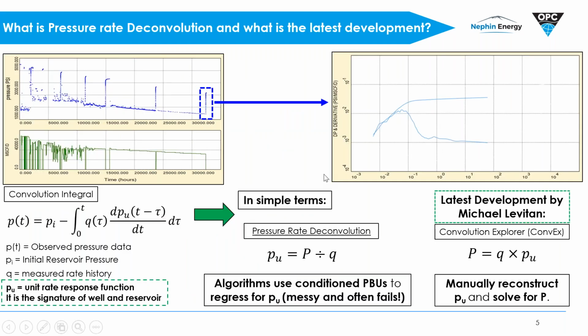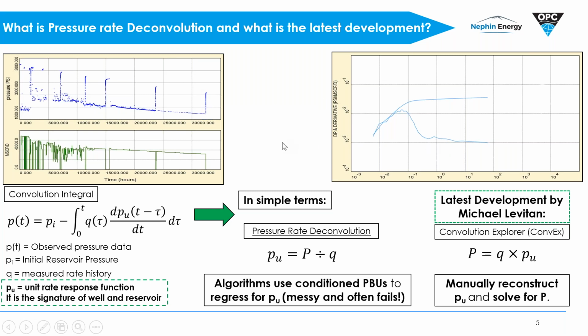So now to get into pressure rate deconvolution and what is the latest development. Before I get into that, I just want to remind people of classical PTA. Here we have a variable rate history and we have a pressure buildup. If we use the variable rate history and use superposition time on this buildup, we have a derivative that spans about 80 hours. So that's great for seeing the near wellbore characteristics.